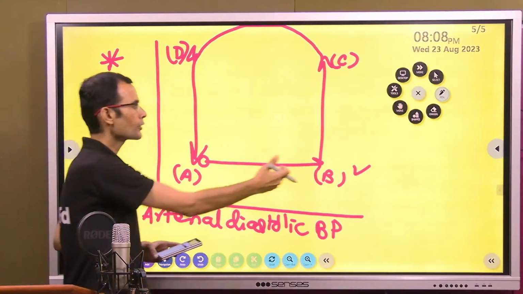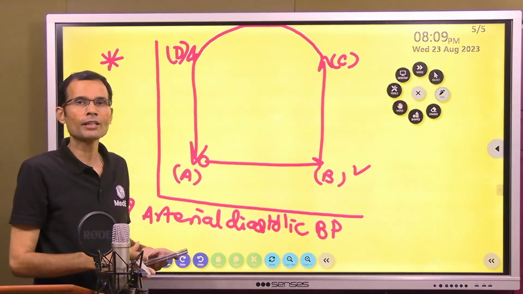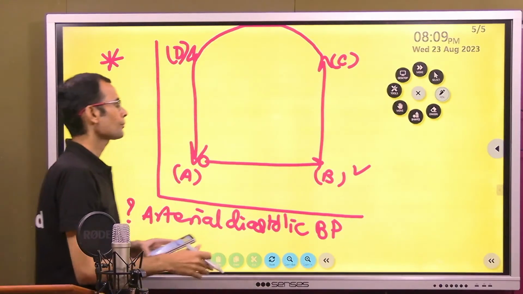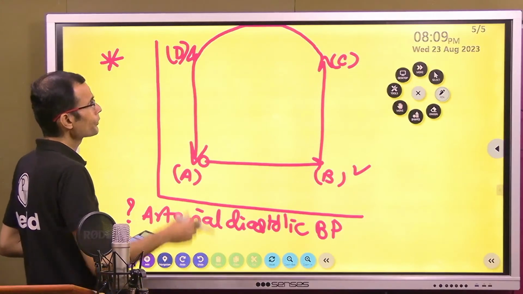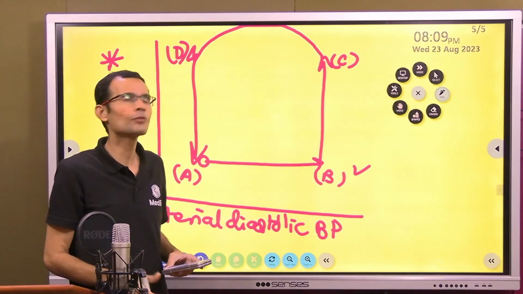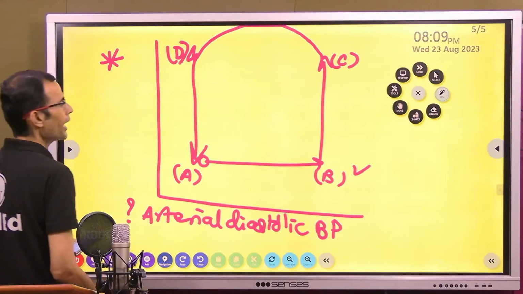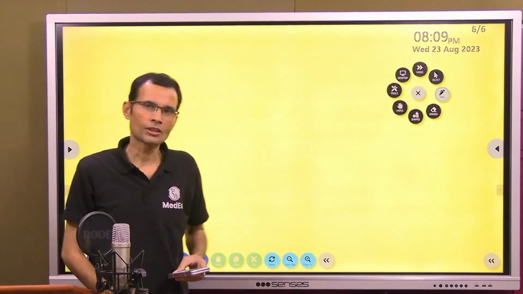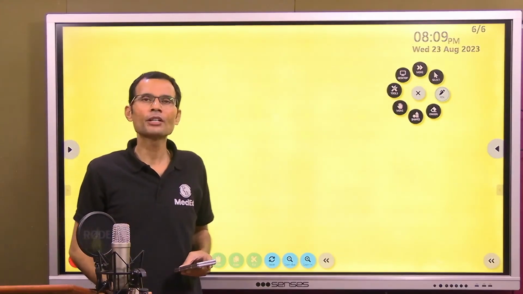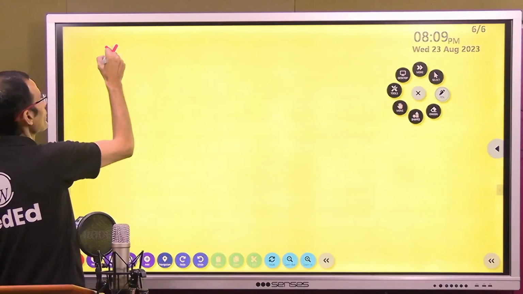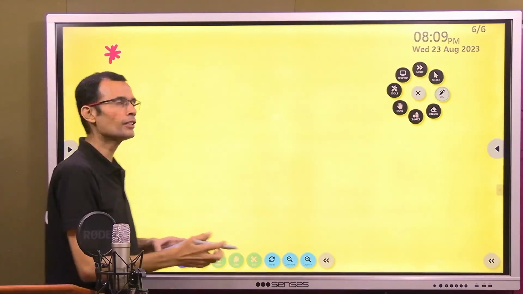The ventricular diastole ends there. At that time the pressure in the arteries will be called the arterial diastolic blood pressure. So this is how they ask questions on various components of the cardiac cycle. Now with that in mind, let's start our discussion with a quick rapid review of the cardiac cycle, starting with the events. So let's start with the basics first.